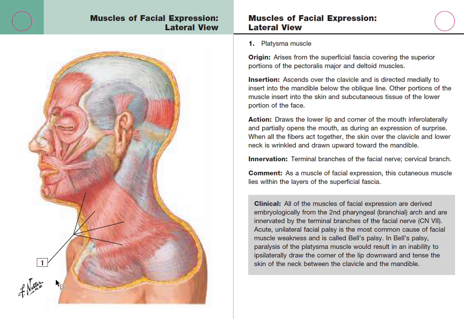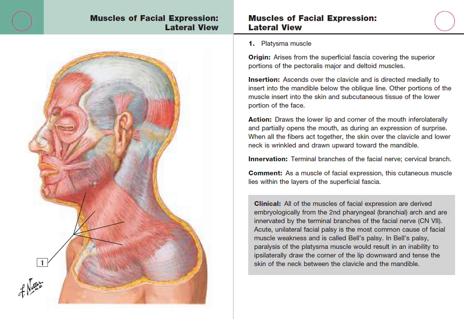Let's go down more inferiorly to the platysma, this huge strip of muscle over here. Origin: the platysma arises from the superficial fascia covering the superior portions of the pectoralis major and the deltoid muscles, as pointed by the cursor. The platysma ascends over the clavicle and is directed medially to insert into the mandible below the oblique line. Other portions of the muscle insert into the skin and subcutaneous tissue of the lower portions of the face.